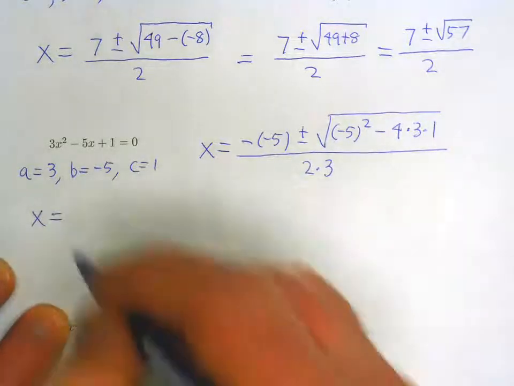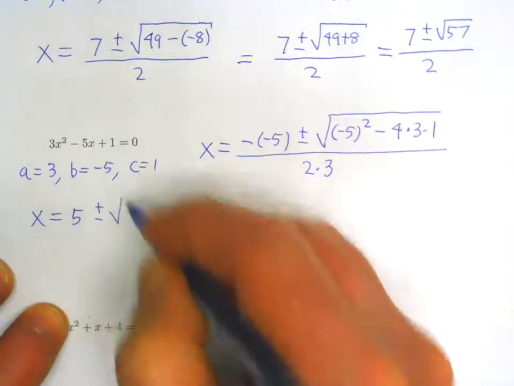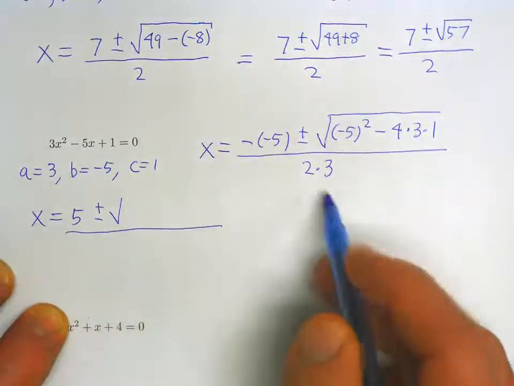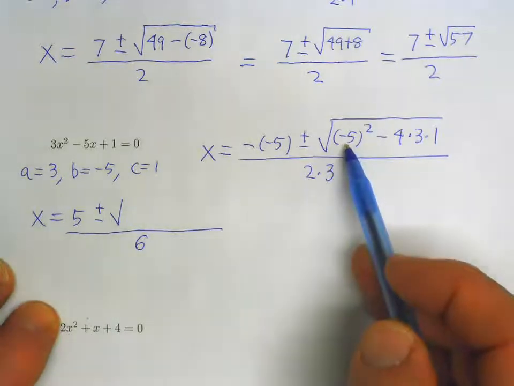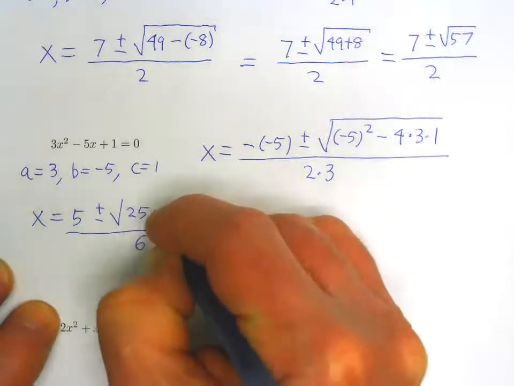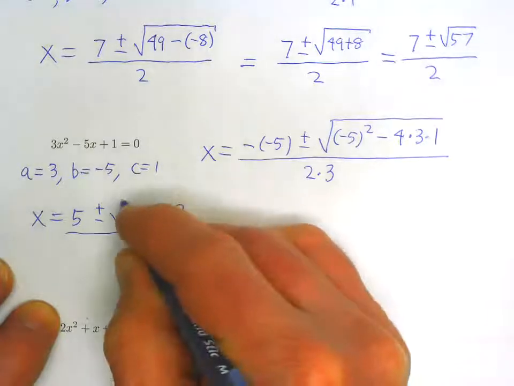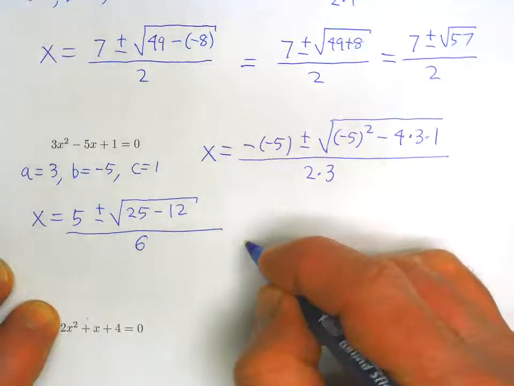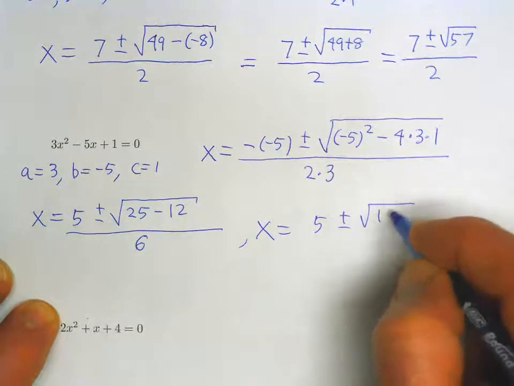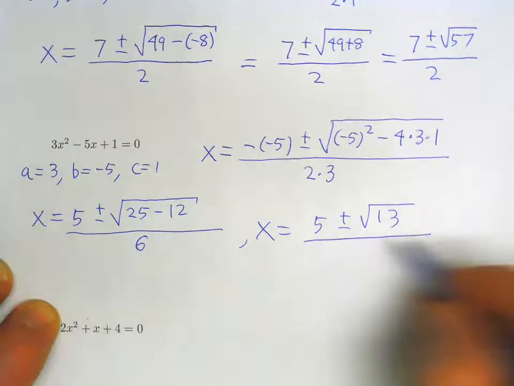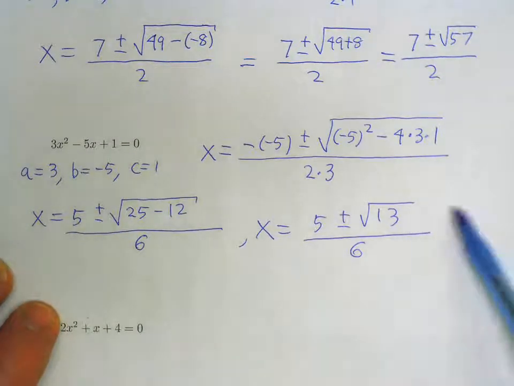The negative of -5 is 5. And then plus and minus the square root of some number. The denominator, 2 times 3, is 6. Okay, so when you square the number -5, you get 25. And we're subtracting 4 times 3 times 1, we're subtracting 12. And we're just one step away from the two solutions. X equals 5 plus and minus the square root of 13, all divided by 6. The square root of 13 cannot be simplified further, so these are the two solutions.